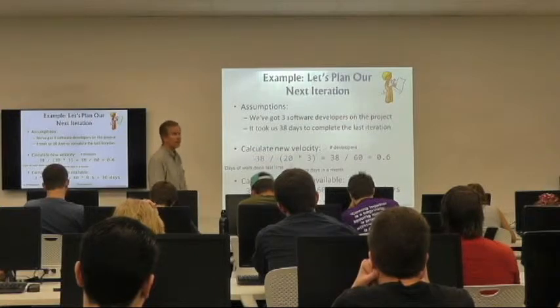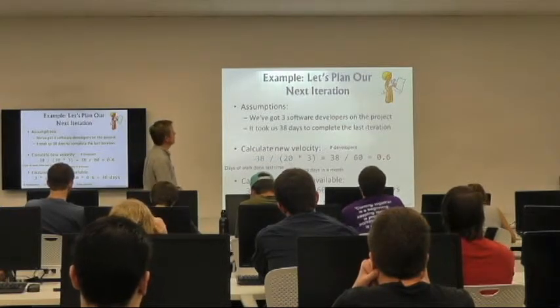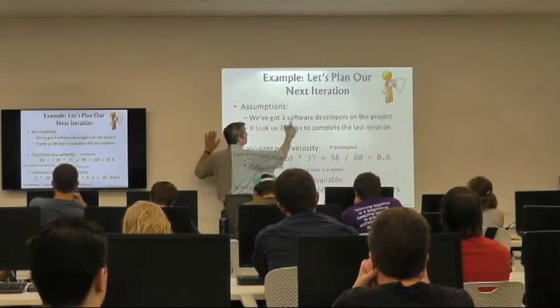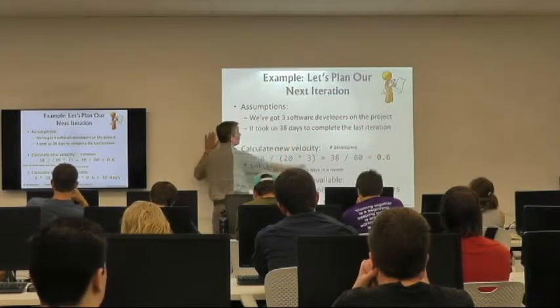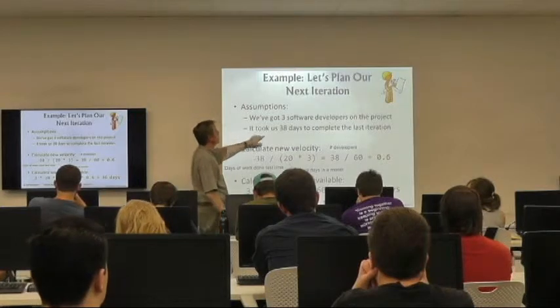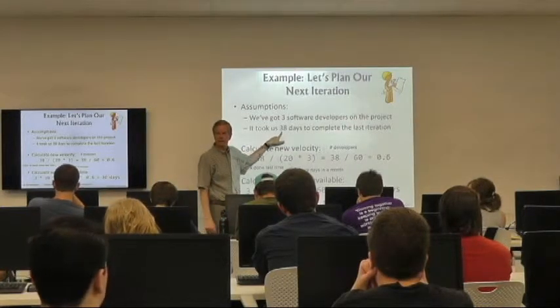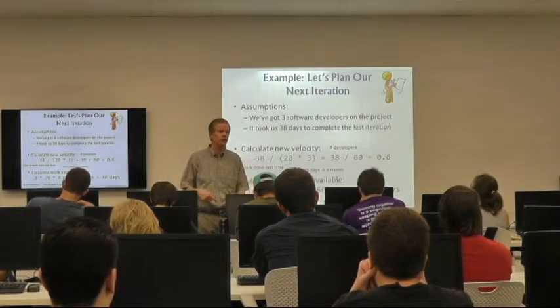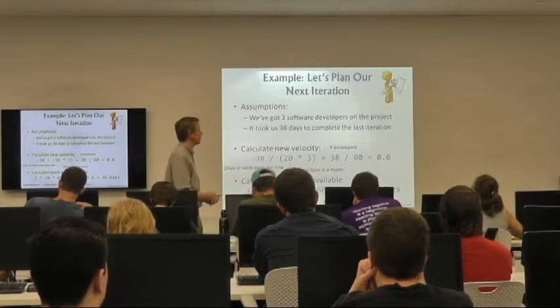All right, let's play a little math game here, make sure we're all on the same page. Let's plan our next iteration. We're going to start with some assumptions. We're going to say that we have 3 software developers. And we know that it took us 38 days to complete our last iteration. So we've actually spilled over. We had been planning on doing 30, it took us another 8 days for whatever reason.